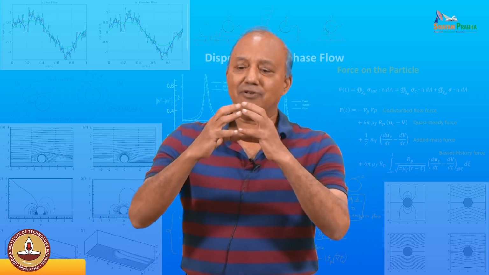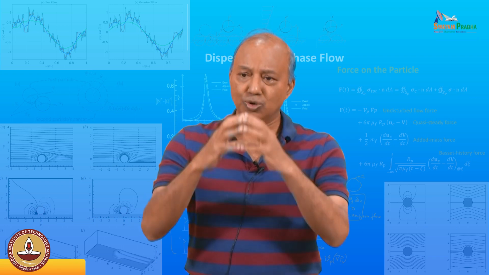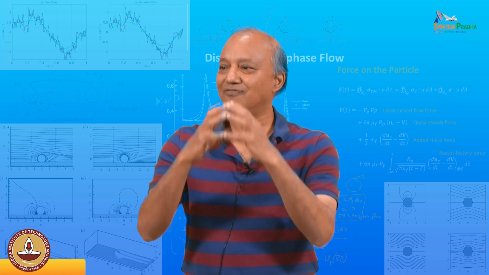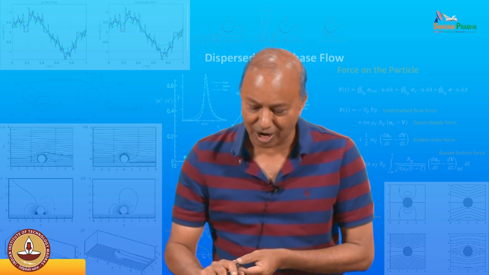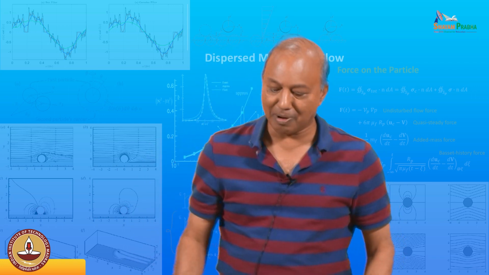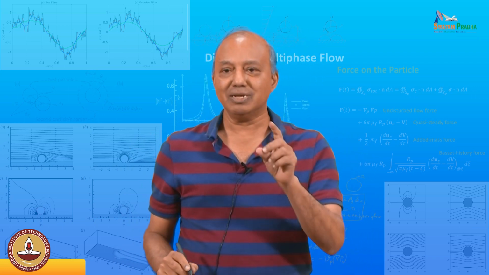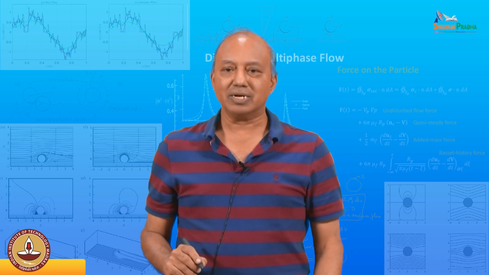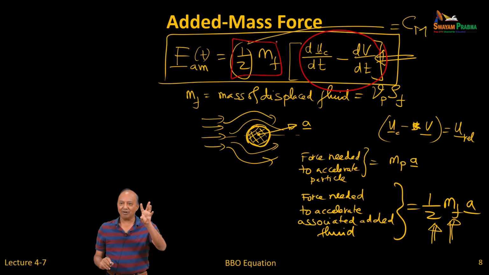So, if you have a particle of a certain volume, and it is spherical in shape, you are accelerating half the volume of the surrounding fluid. And that is where this 1/2 m_f comes from. m_f is nothing but the mass of the displaced fluid. So the lesson is, if you want to accelerate a particle, you are going to accelerate a certain added mass of fluid with it. For a sphere, the extra fluid that you are accelerating is half the volume of that particle.